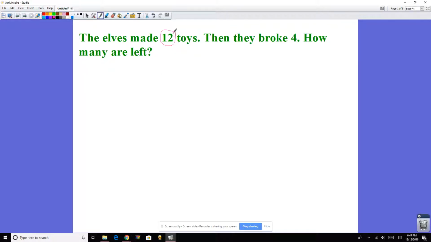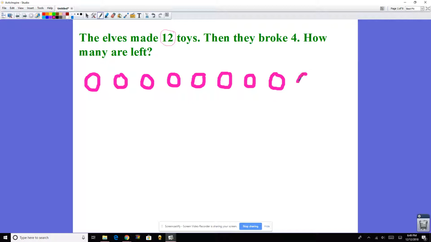All right. Now we're not going to draw toys because it would take too long, but we are going to draw circles for each toy. So let's draw 12 circles for 12 toys. 1, 2, 3, 4, 5, 6, 7, 8, 9, 10, 11, 12. All right, we have 12 toys. Then it says, then they broke 4. So let's circle 4.